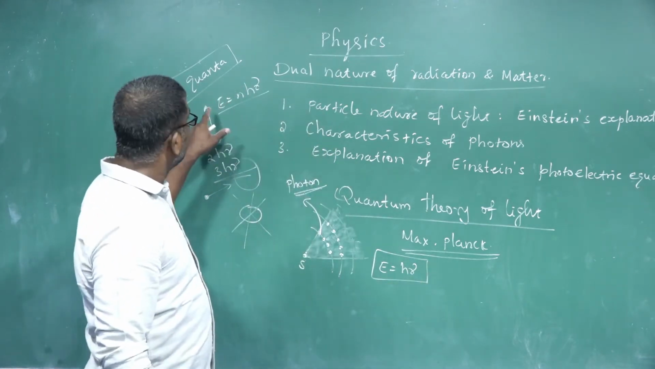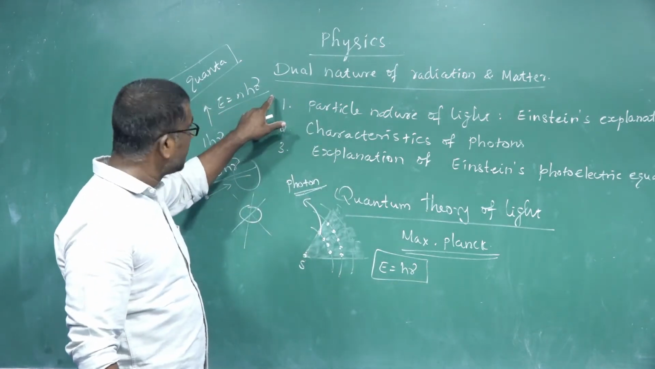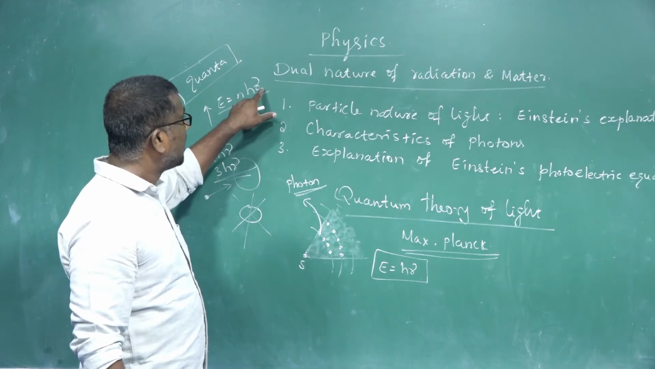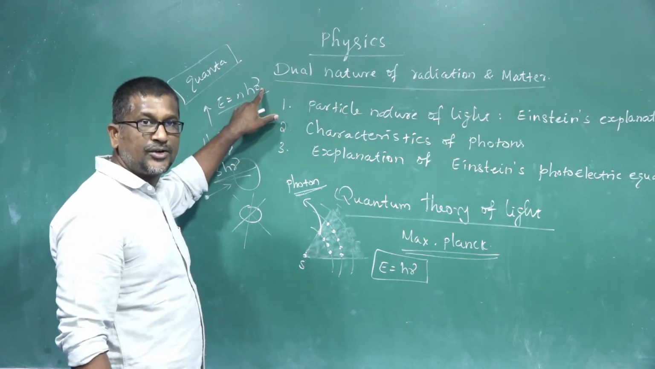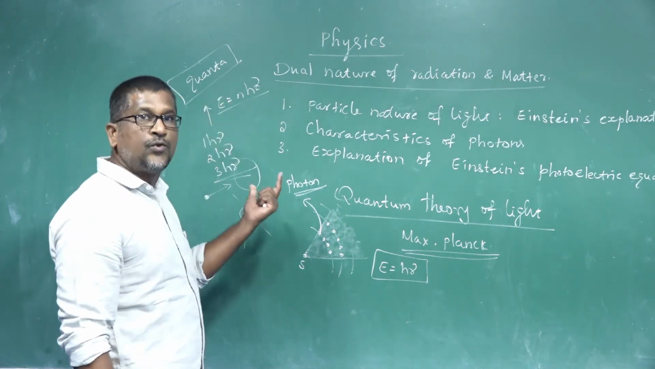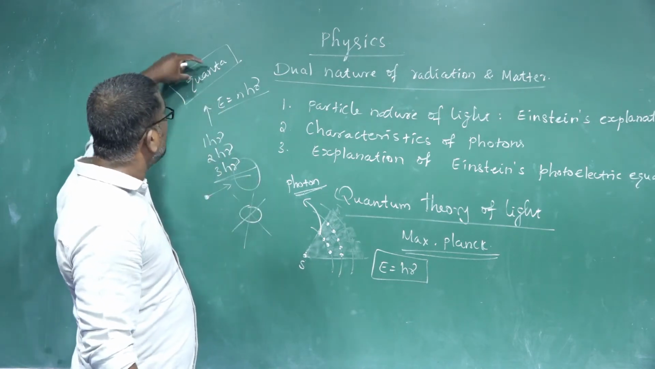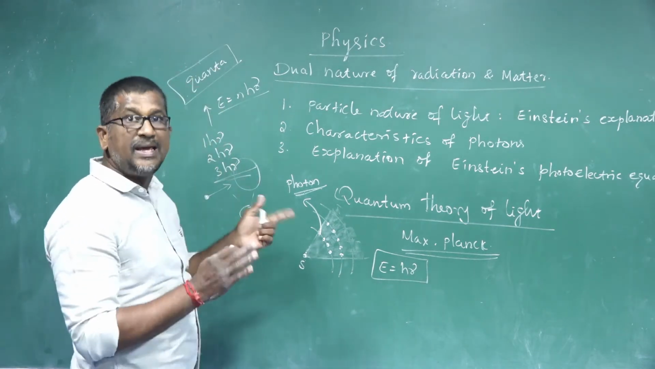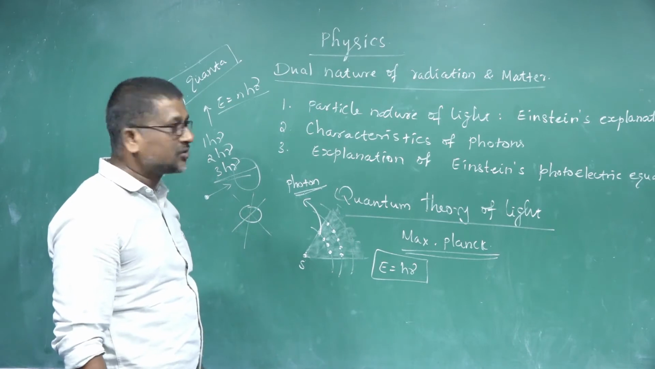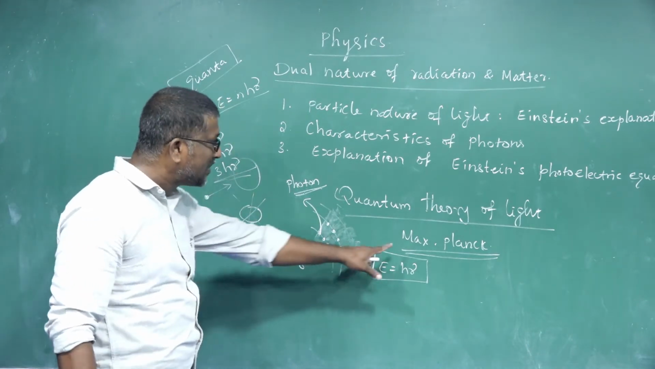Energy of quanta is equal to nh nu, right? Here h is Planck's constant and nu is the frequency of the radiation, and n is the number of photons, which is called quanta. The quanta cannot be subdivided into smaller parts. So these are the suggestions given by Max Planck.